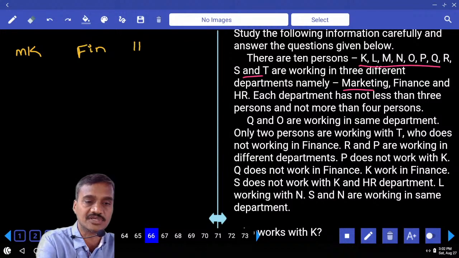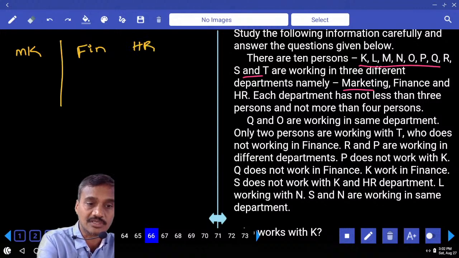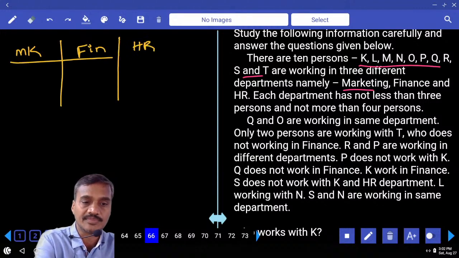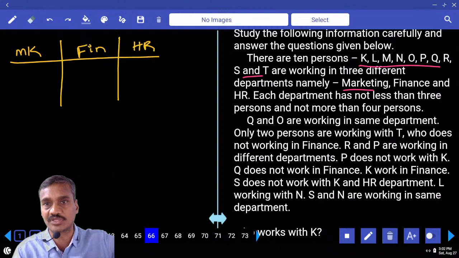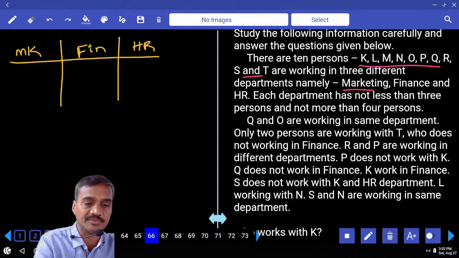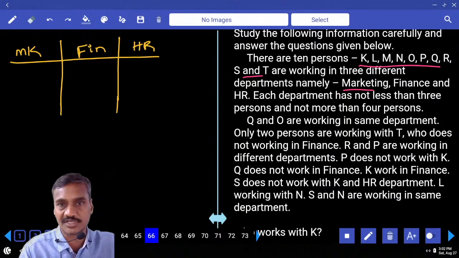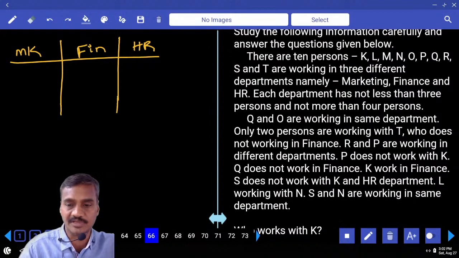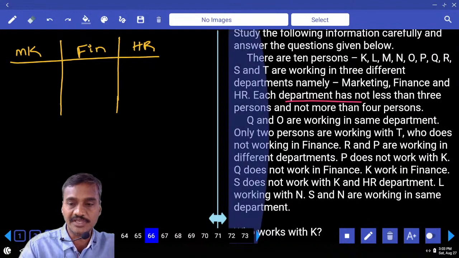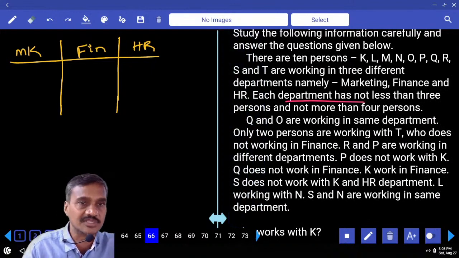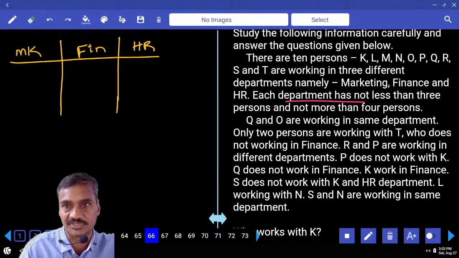10 members are working in these 3 departments. That means more than one person is working in each of these departments. That means the department is common for at least 2 persons, and hence it comes under common parameter. The next one, each department has not lesser than 3 persons and not more than 4 persons. Not lesser than 3, not more than 4.